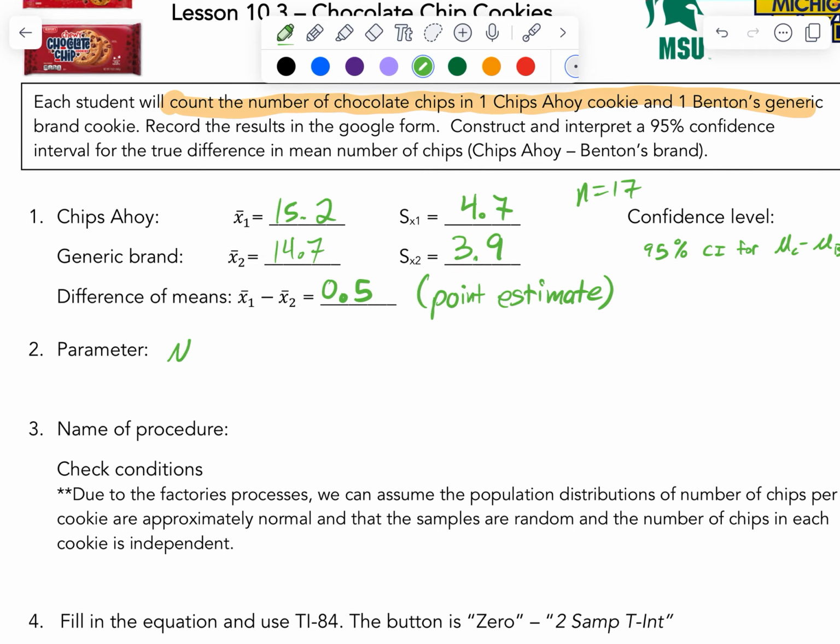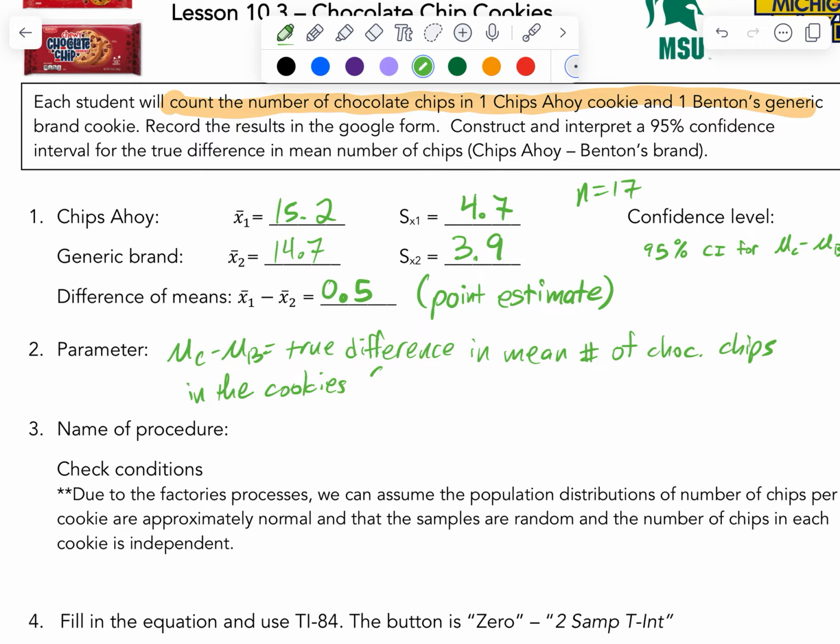To be specific, what are we measuring? What is our parameter? It is mu C minus mu B. It is the true difference in mean number of chocolate chips in the cookies. And then I'll even say Chips Ahoy minus Benton's. Benton's is the generic. If you go to Aldi, you'll see Benton's.